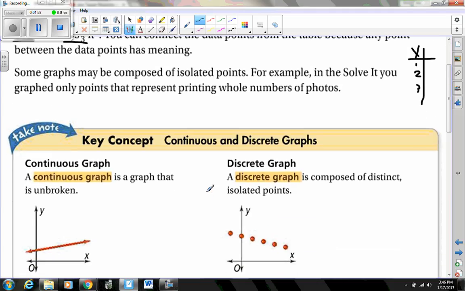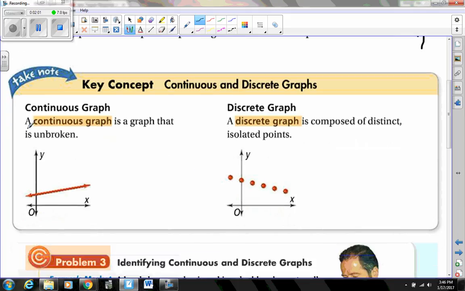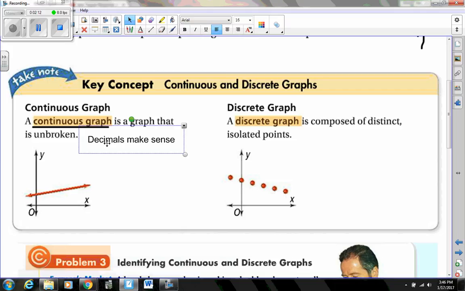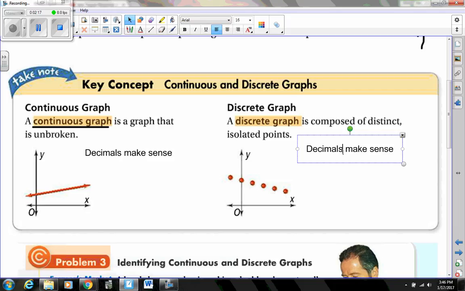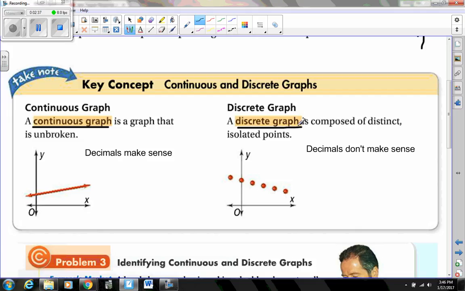And the difference comes down to these two vocabulary words. A continuous graph is one that we do connect. So in the continuous graph situation, decimals make sense. Whereas in a discrete graph, decimals don't make sense. For one reason or another, it doesn't make any sense to have decimals as your x values. So notice these are individual separate points here, not connected by a line. That's called a discrete graph.